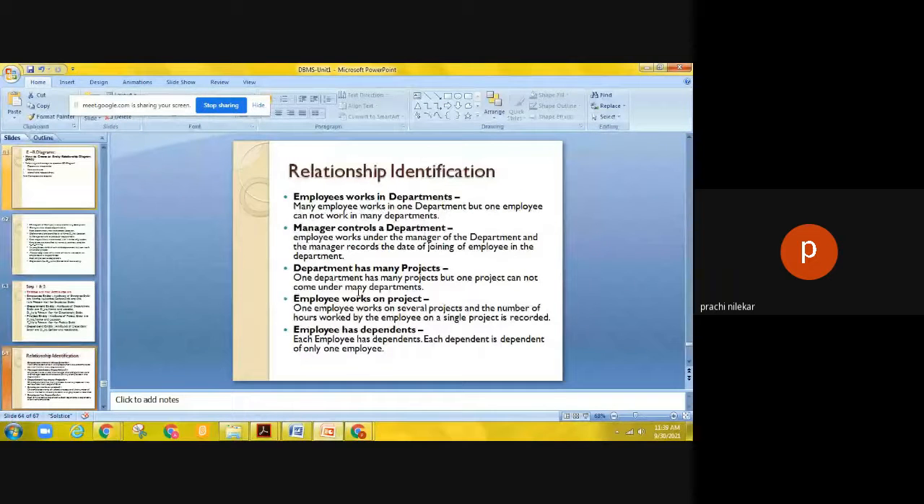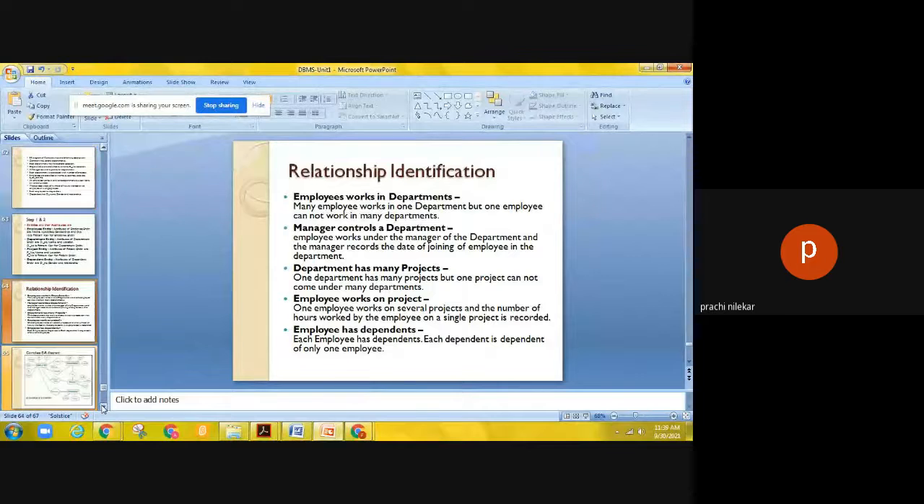Employee works on a project. Note down these points, students. One employee works on several projects, and the number of hours worked by the employee on a single project is recorded. We are now identifying the relationships. We are categorizing the relationships. Okay. And employee has a dependent. Each employee has dependents. Each dependent depends on only one employee. Okay. That means his parents' info, kids' info. Note down these points too.